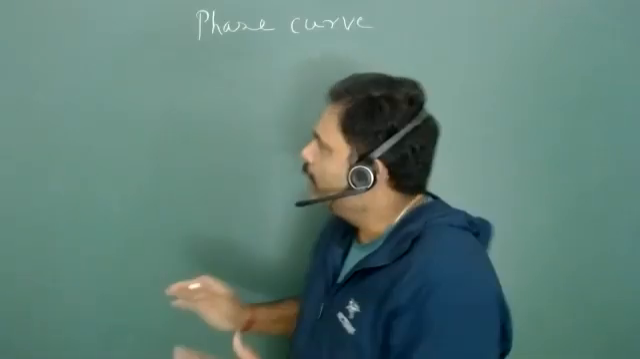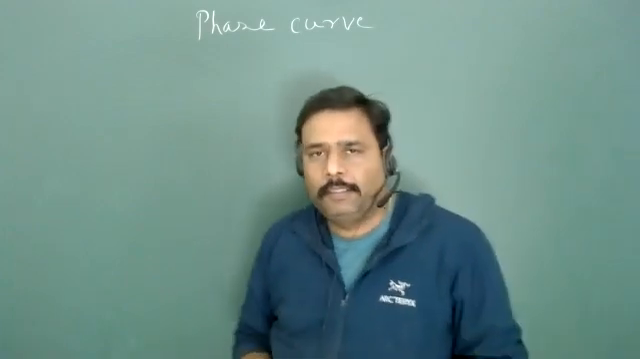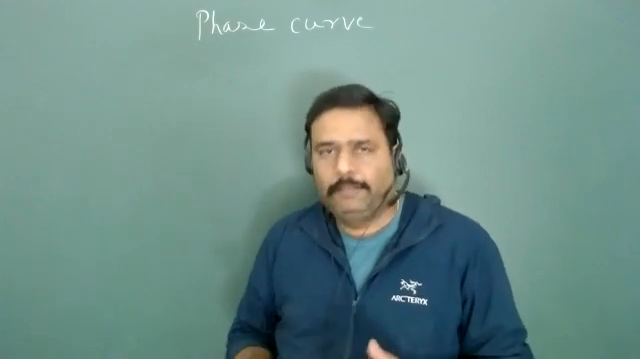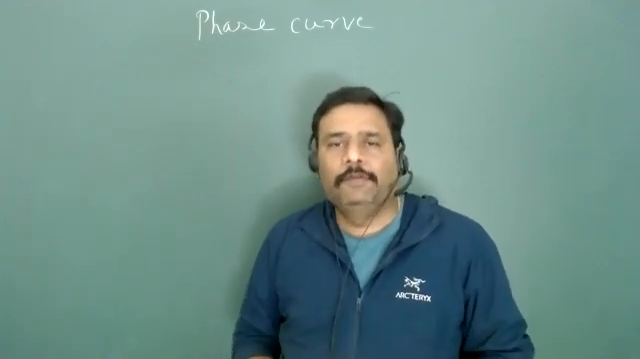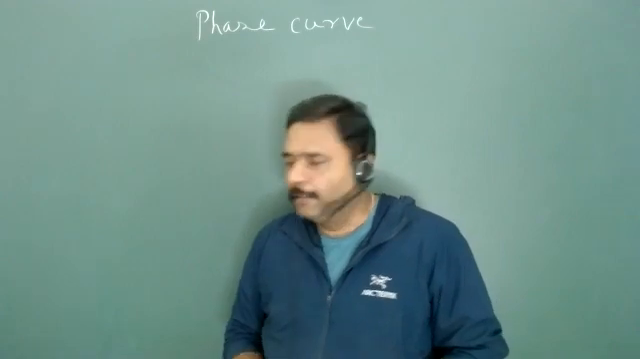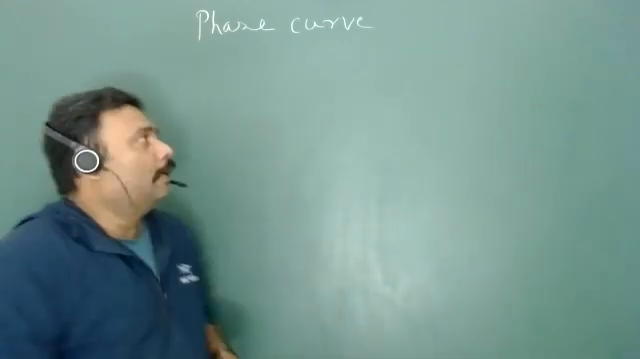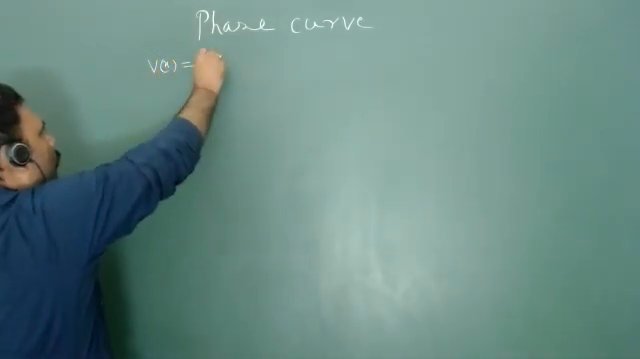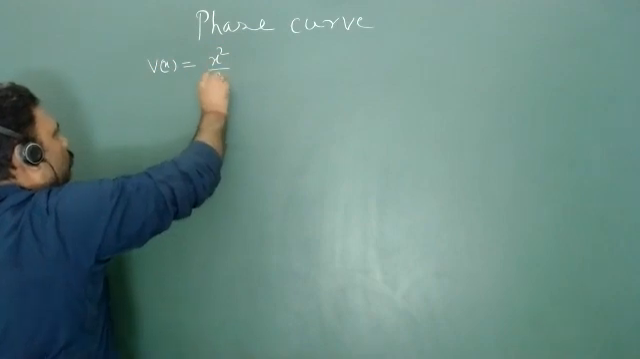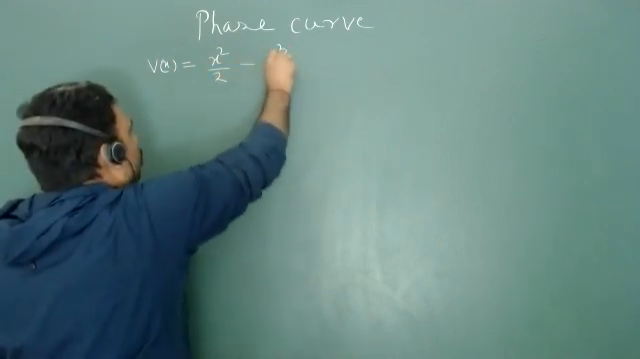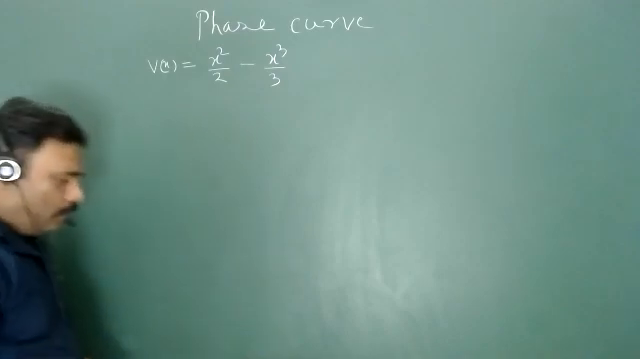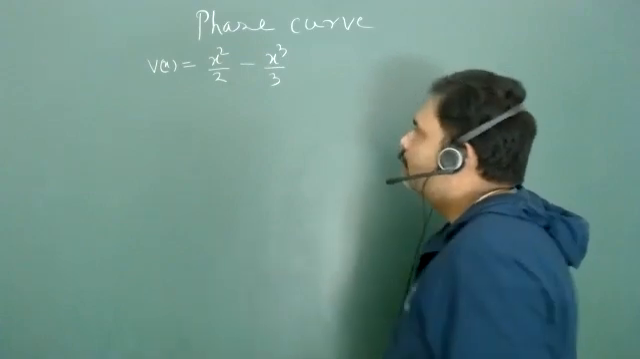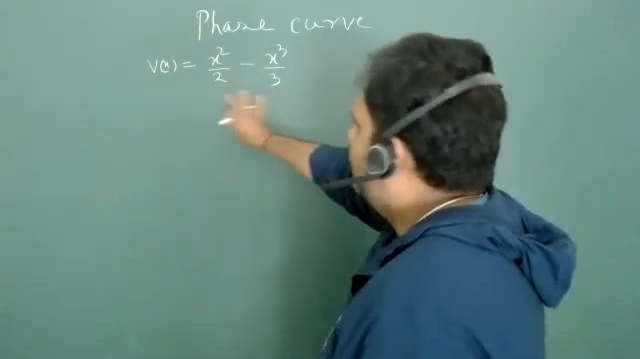Okay, so let's go for the next phase plot, and now we will take a little bit more complicated potential such that we can understand each and every point of phase plotting. So let us go for the potential V(x) = x²/2 − x³/3. We know how we can plot this particular potential. We know what a stable equilibrium point is, what an unstable equilibrium point is. Everything we know about this potential.